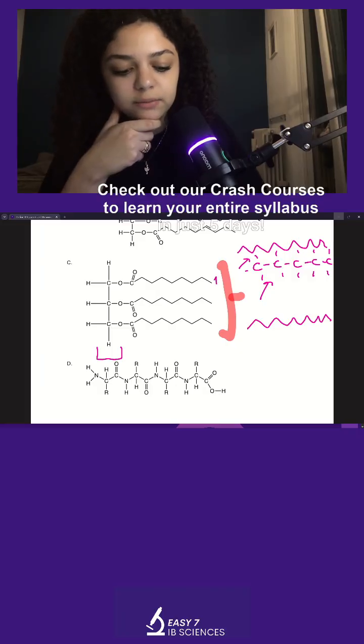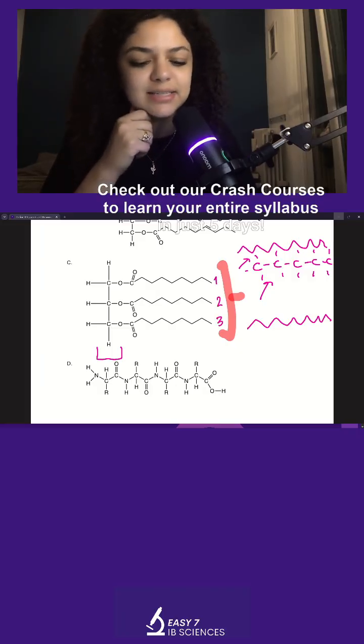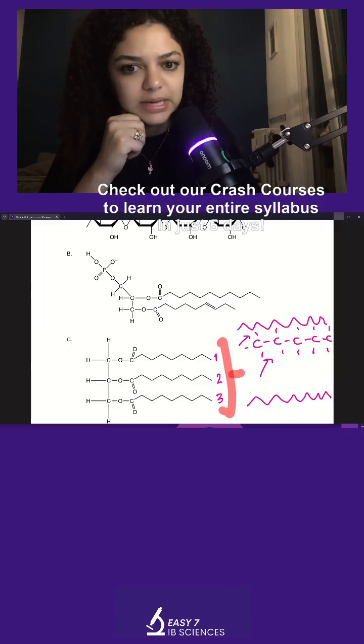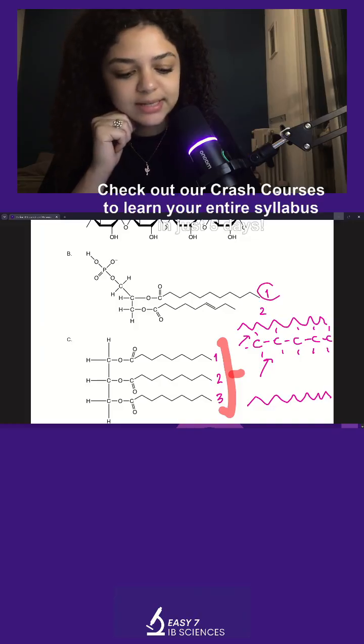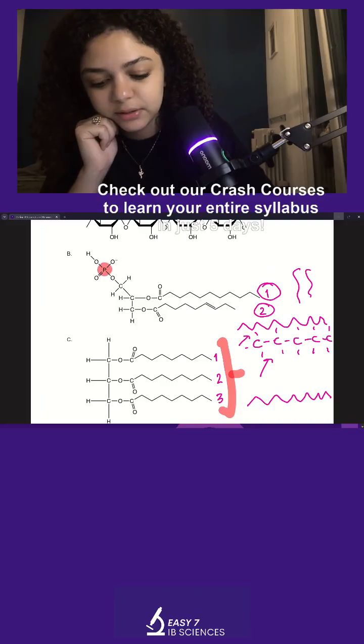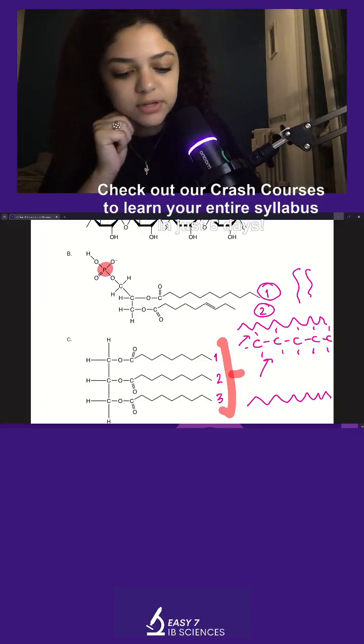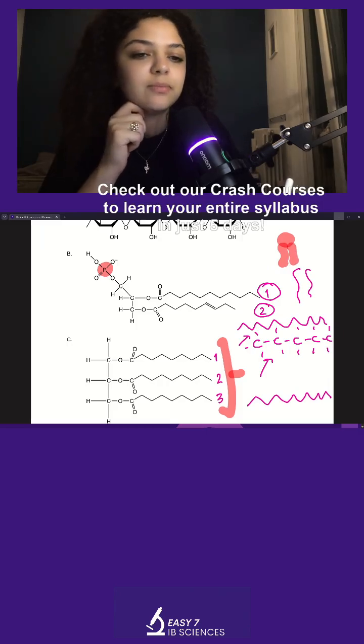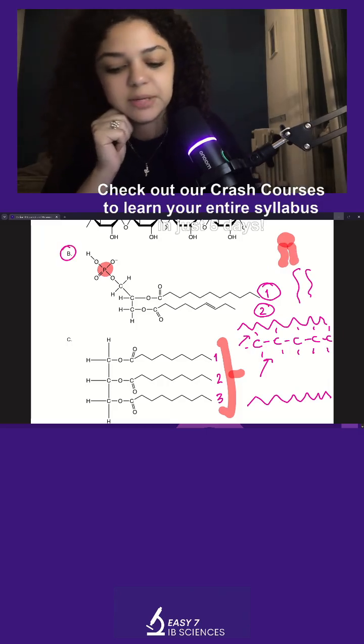So if this is one, two, three fatty acids, and this therefore means that this one is one and two fatty acids. What do we know, guys, that has two fatty acid tails? And do you guys see something here? Phosphorus. A phosphorus and two fatty acid tails. Phospholipid, and therefore my answer is B.